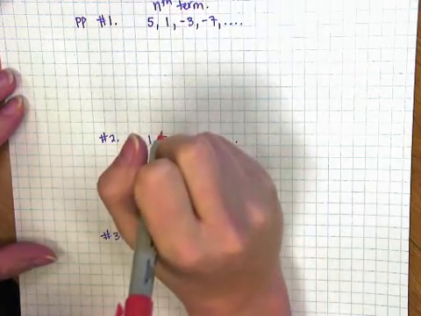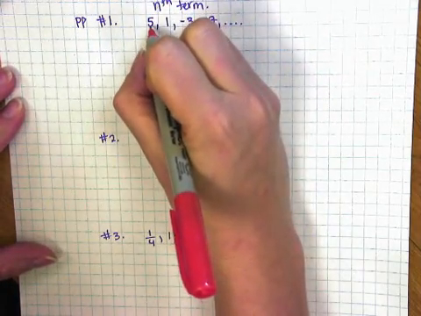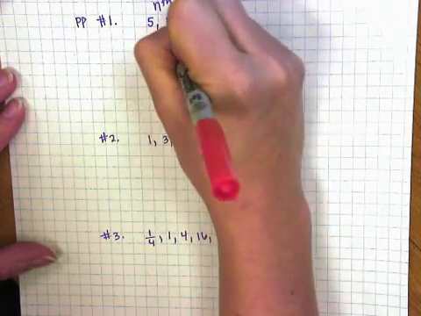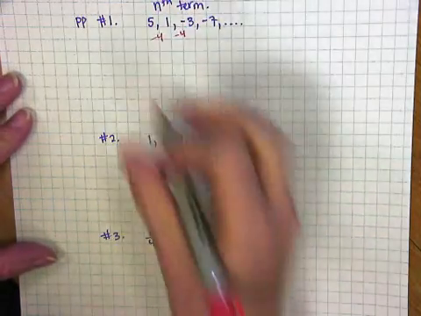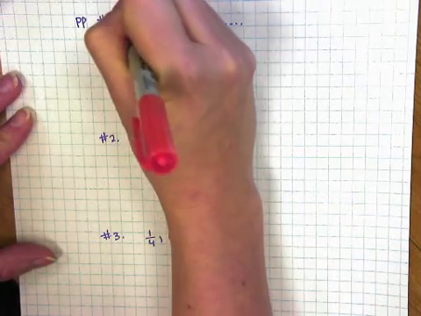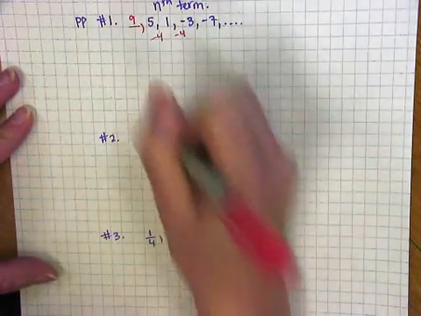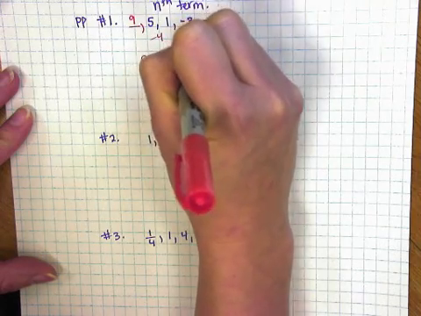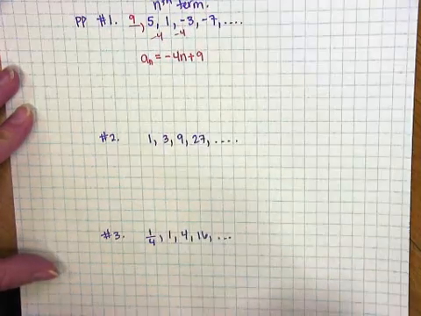All right, so if you're just coming back from having it paused, 5 to 1 is going down by 4. 1 to negative 3 is going down by 4, so we're subtracting 4 each time. The one that would have come before 5 is 9, my 0 term. So the formula for here would be a sub n equals negative 4n plus 9.